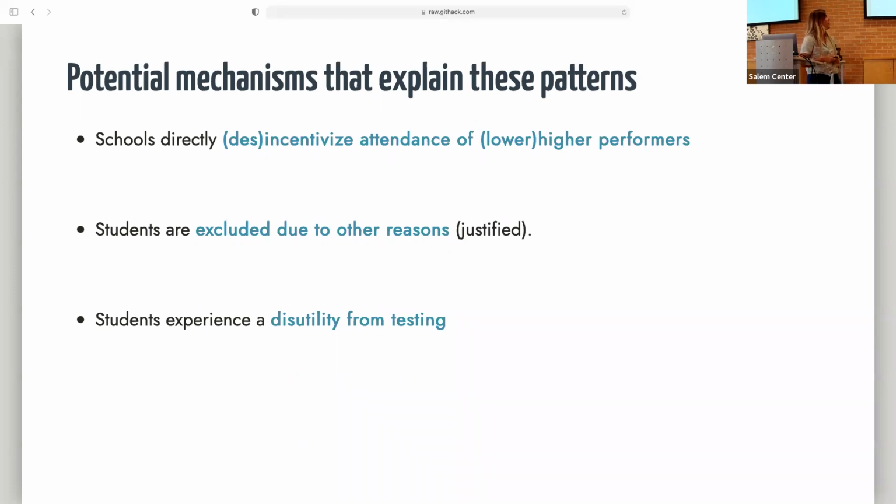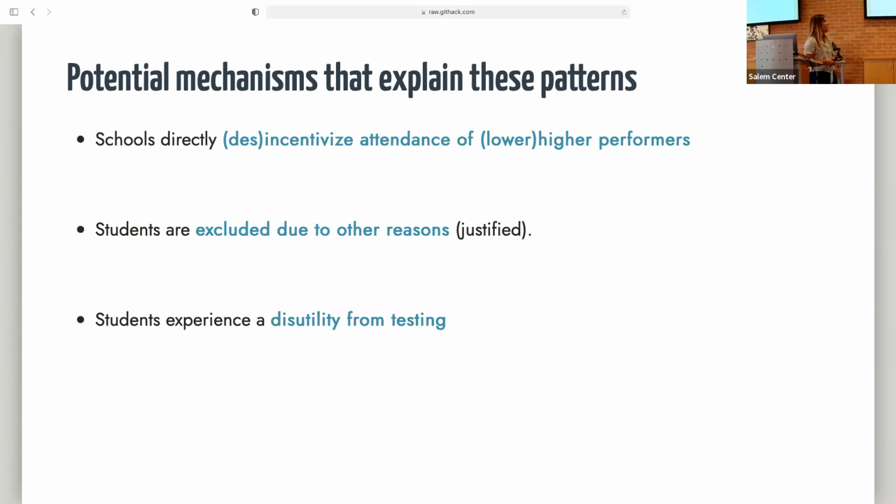The second one that I'm going to talk about is whether students are actually excluded due to other reasons that are justified. That means that, for instance, students that have some sort of learning disability and are justifiably excluded from the test, right, might also be low performers. It might be correlated, and then they actually show up less, but not because they're gaming, just because there's a direct correlation between those two things, right?